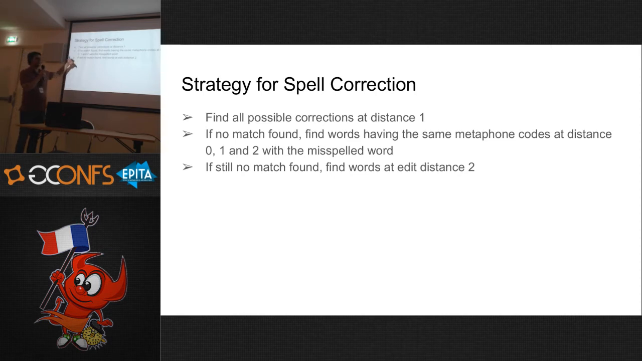So this is an increasing order of runtime complexity, because this is very fast. This is also fast, but this is very slow. So with this, we only want to do it in the worst case, when we are not able to find anything.